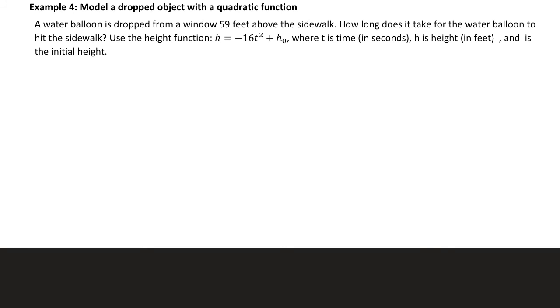And we're using this height function. So we're going to use this height function for some other examples later on. But it says where t is the time in seconds, h is the height in feet, and that h sub 0 is the initial height, the height we drop it from. So in this example, our initial height is 59 feet.